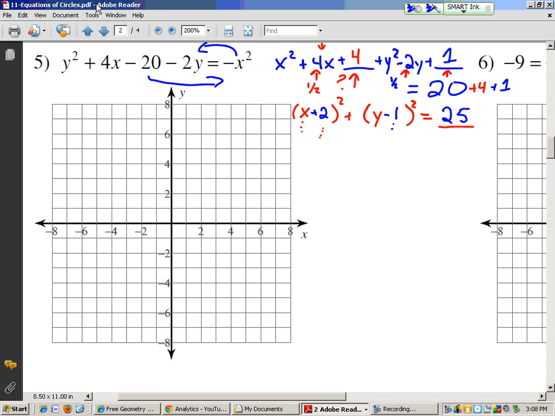And I'm going to have my equation, x plus 2 squared, y minus 1 squared, equals 25. Now, the center of this circle is going to be negative 2, positive 1. The radius is going to be 5. So I'm going to go ahead and plug that in. Negative 2, positive 1 is right here. Radius of 5.